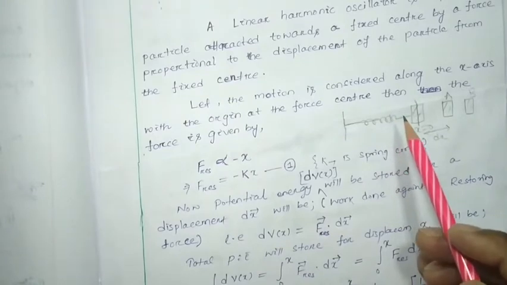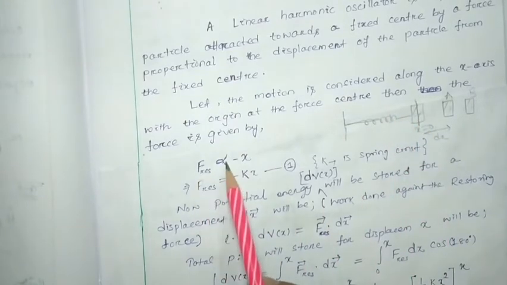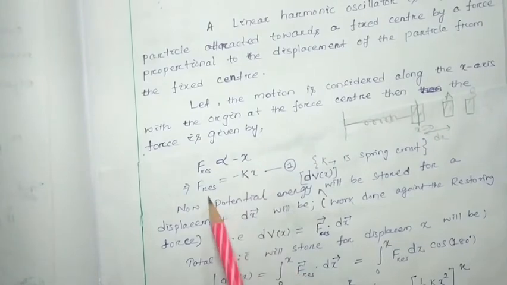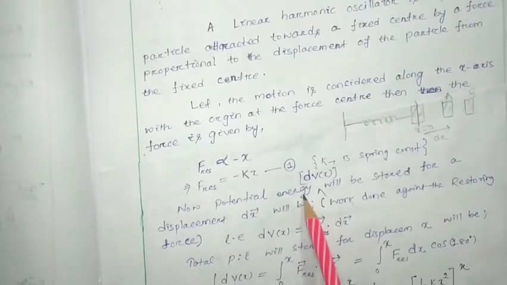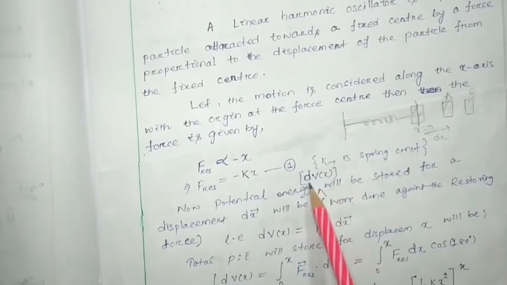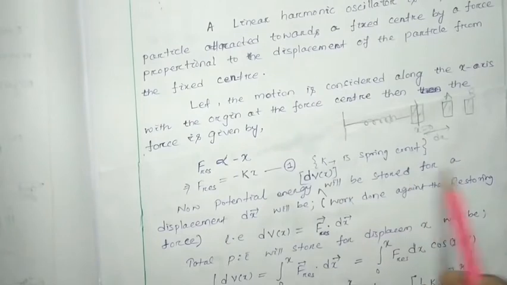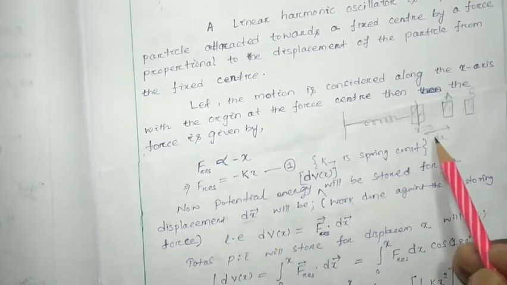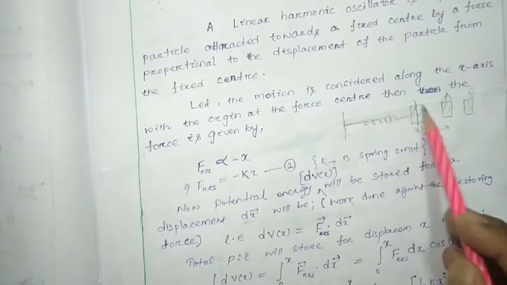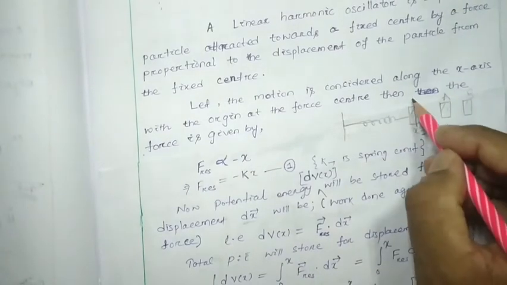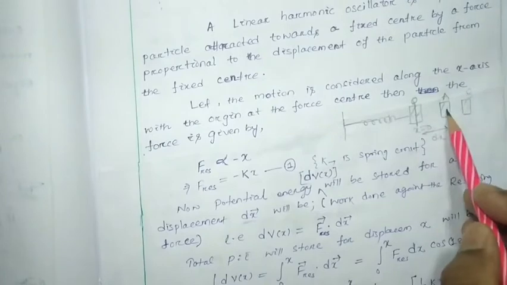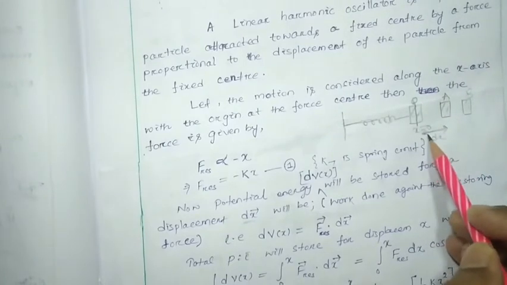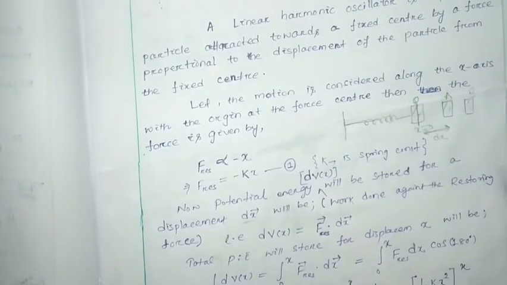Hence the restoring force is proportional to minus x, and the restoring force is equal to minus kx. Here k is the force constant. Now the potential energy dV(x) will be stored for a displacement dx. Now I am going to displace this mass from x equal to 0 to x equal to a, from 0 to a point. Suppose this is the distance dx. So how much energy will be stored?